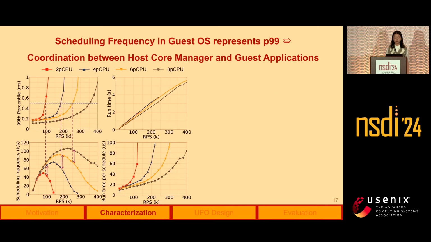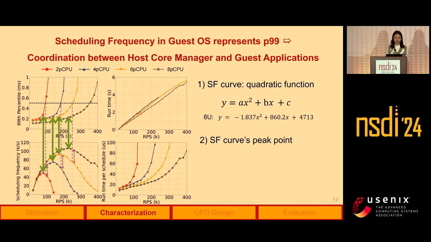The top left figure shows memcached tail latency. The other three figures show guest set, runtime, scheduling frequency, and runtime per schedule. From the figures, we can get a lot of information. First, guest set scheduling frequency is a concave curve with input load. It first increases and then decreases. And second, guest set scheduling frequency is a great indicator of the application's tail latency.